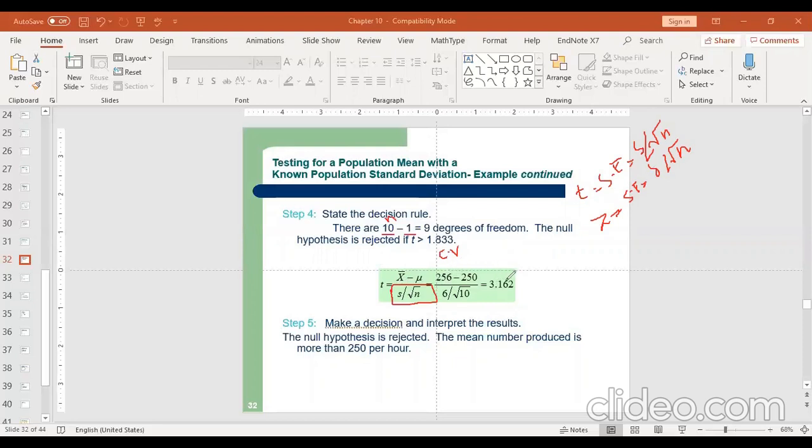The calculated value is 3.162, which is greater than 1.833. So we will reject the null hypothesis. The mean number produced is more than 250 per hour. So the machine has a faster production rate. So let's move on to the next slide.